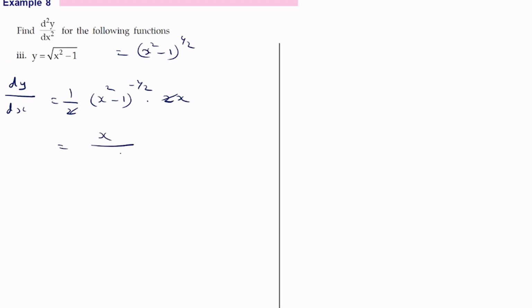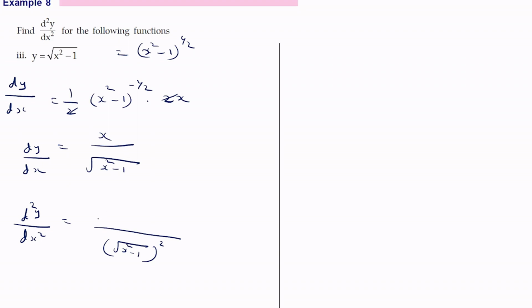So this is x by root of x square minus 1. This is dy by dx. Now we need to find d square y by dx square. For d square y by dx square, we have to use the quotient rule. So root of x square minus 1 the whole square. Here we have to keep the denominator and differentiate the numerator, which is 1, minus x into, we have to differentiate the denominator, root of x square minus 1.